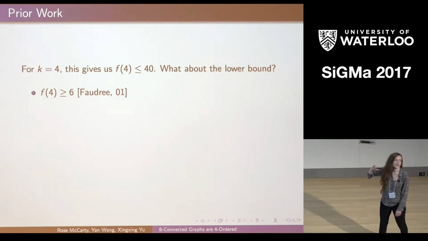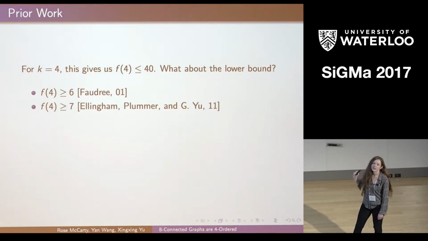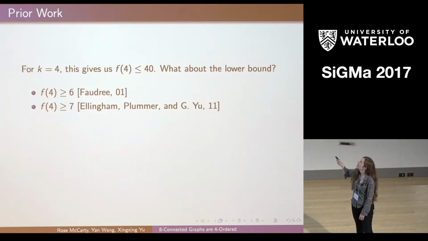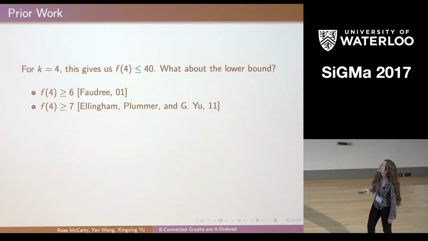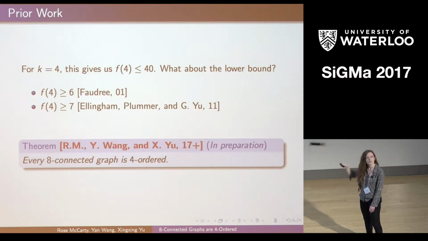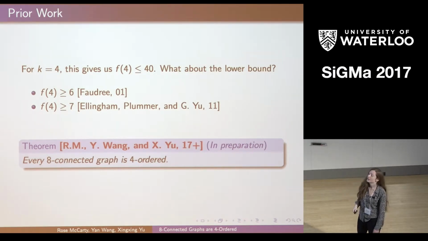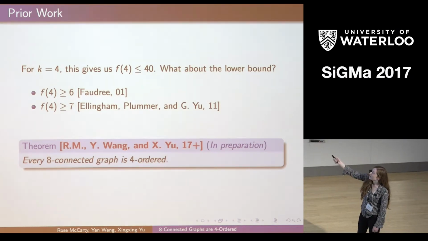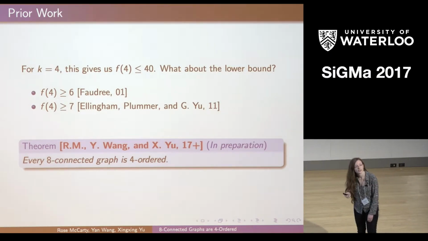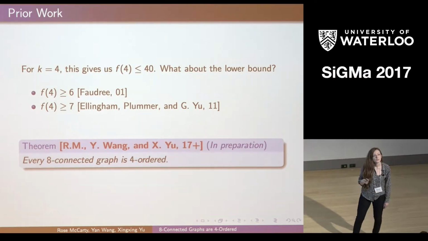Faudree showed in a survey on k-ordered graphs that f(4) is at least 6, and Ellingham, Plummer, and Yu were able to find a 6-connected graph that is not 4-ordered, and that means that f(4) is at least 7. Our theorem improves the upper bound to almost equal to the lower bound and says that in fact 8-connected graphs are 4-ordered. Next I'm going to be talking about these 2 counterexamples and what we might expect for a structural characterization of the ordered property. This is also going to lead us to the main idea that we use in the proof.